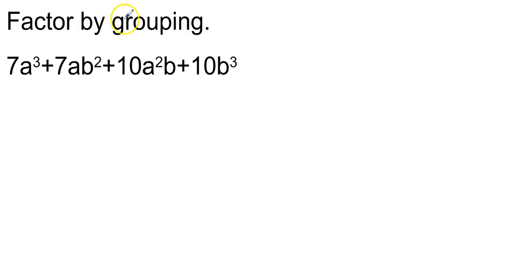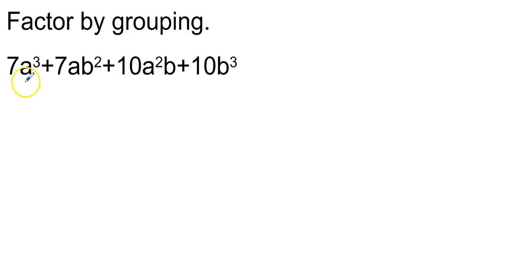This question asks me to factor by grouping. Here I've got my problem, 7a cubed plus 7ab squared plus 10a squared b plus 10b cubed. The first thing that I do when I work out any problem is see, do I have a GCF between all my pieces? So I'm looking through all my pieces to see if I have anything in common.